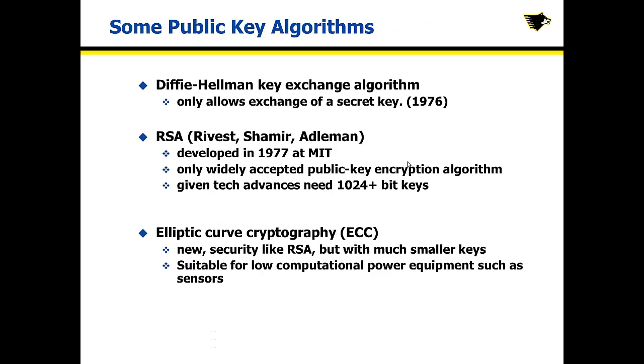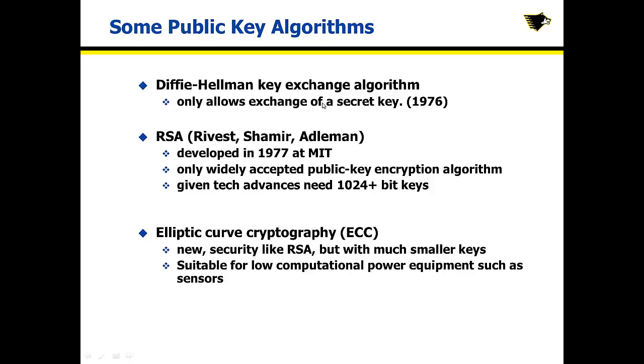There are some public key algorithms. The first one is called the Diffie-Hellman key exchange algorithm. This algorithm was developed to allow exchange of a secret key. For example, in symmetric encryption, we need to distribute the shared secret key. So we can use the Diffie-Hellman algorithm to realize the exchange.